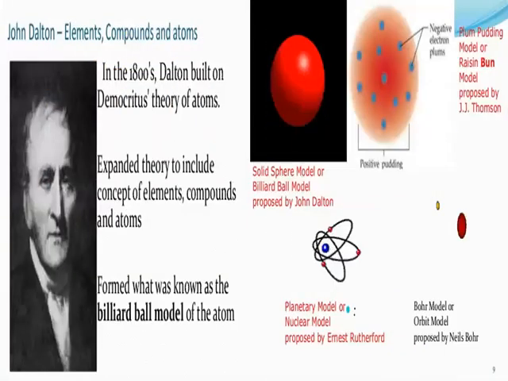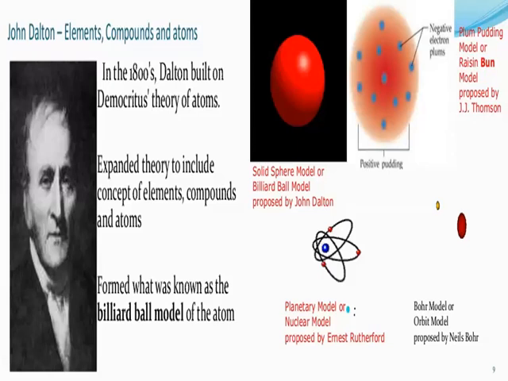Later, John Dalton in the 18th century built on Democritus' theory of atoms, expanding the theory to include the concept of elements and compounds. He formed what was known as the billiard ball model of the atom. It is the solid sphere model or billiard ball model proposed by John Dalton.